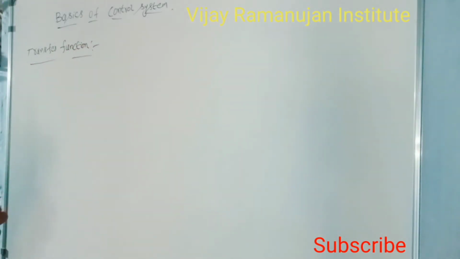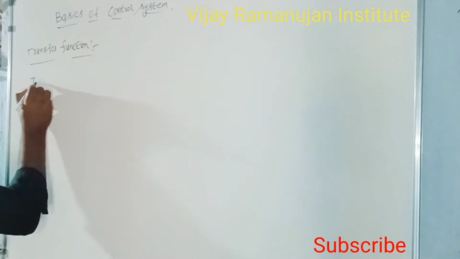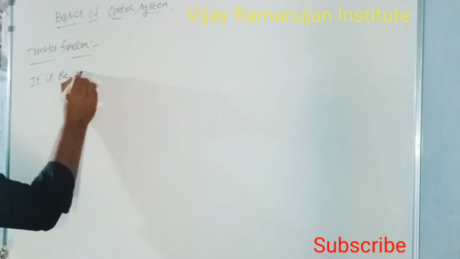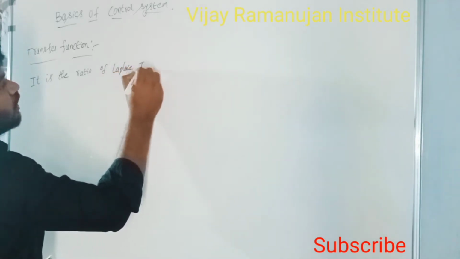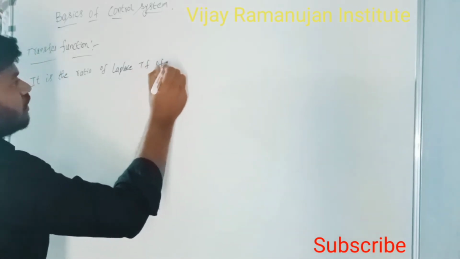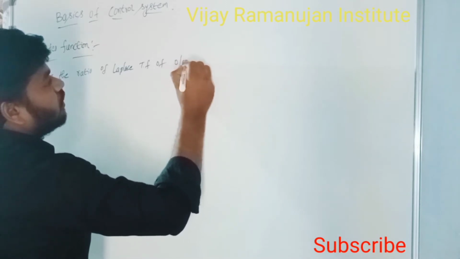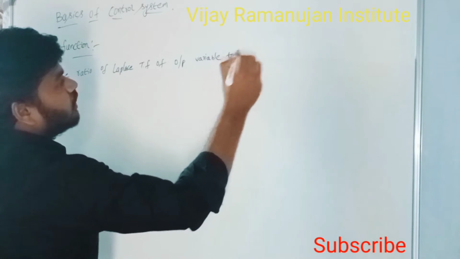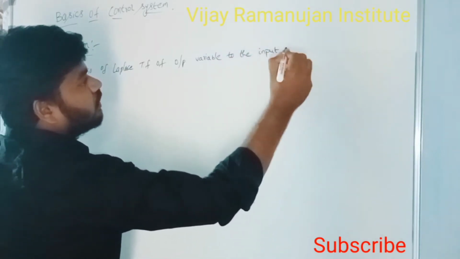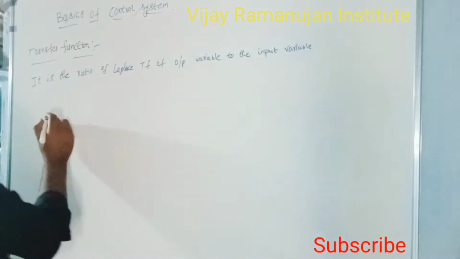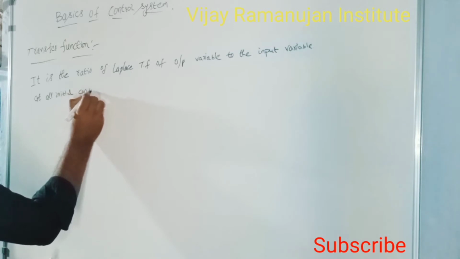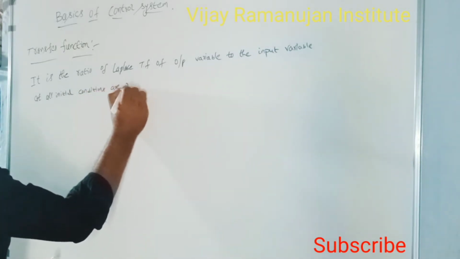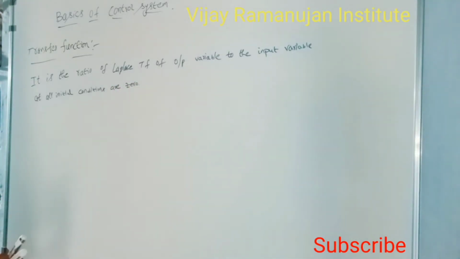Most important topic in the control systems: transfer function. Transfer function is the ratio of the Laplace transform of the output variable to the input variable, at all initial conditions are zero. All initial conditions are zero.